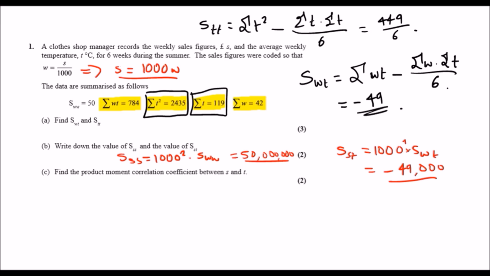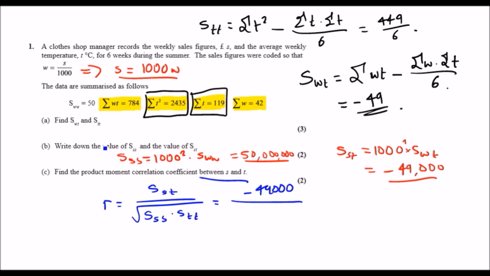Now, as for the final part, the product moment correlation coefficient, this is just a standard regression parameter. So R equals the sum that we're trying to figure out, so SST, over the square root of the combined variables, so SSS and STT. So that's the idea to look at. When you say it's between S and T, put SST at the top and then find the combined ones underneath and square root them. Now, we have everything, don't we? SST is minus 49,000.